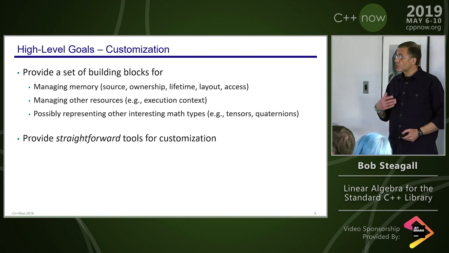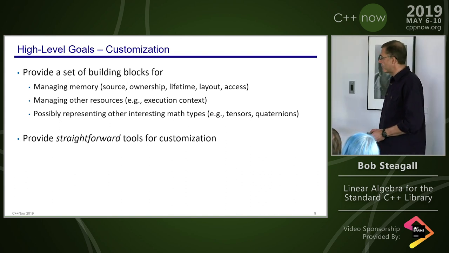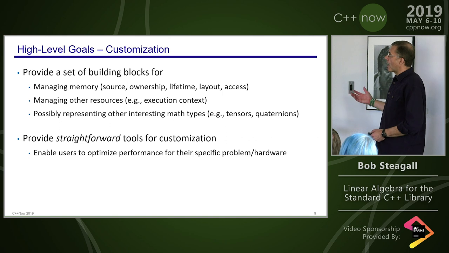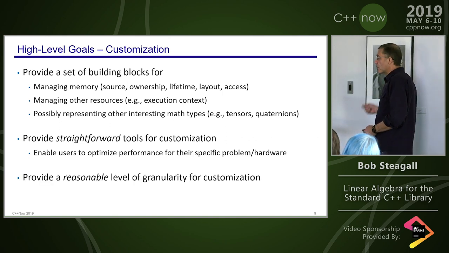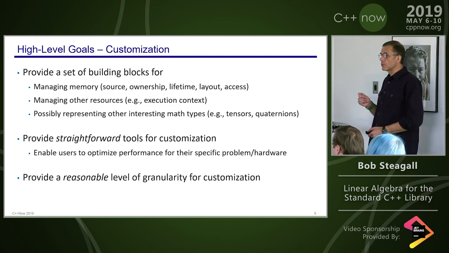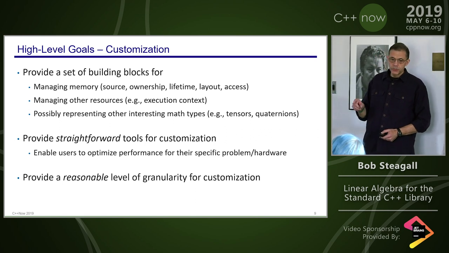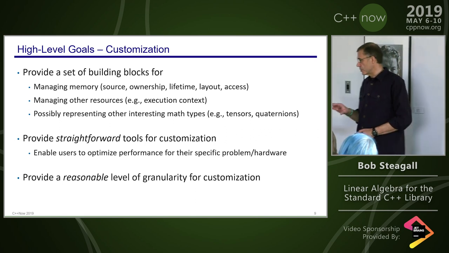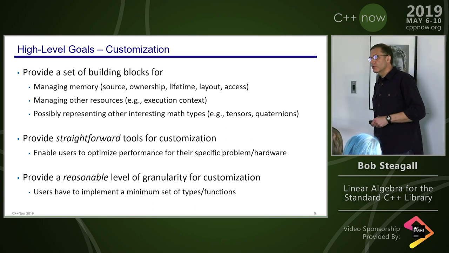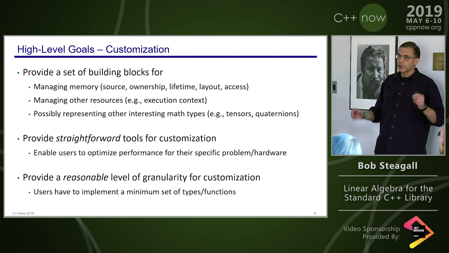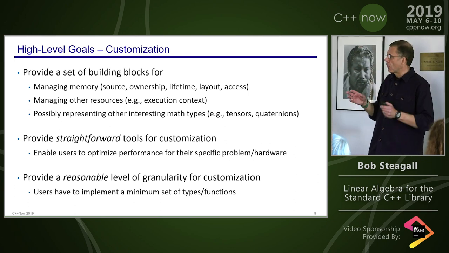We'd like to provide a set of straightforward tools to allow users to customize the behavior of the library. We want to enable users to optimize performance for their specific problem and their specific hardware. And we want to be able to do that by providing a reasonable level of granularity to perform that customization. And I hope by the end, when I show you some of the examples of how behavior can be customized, you'll be convinced that we're on the right path. Ultimately, we want users to only be required to implement a minimal set of types and functions in order to do the customization to solve their problem.